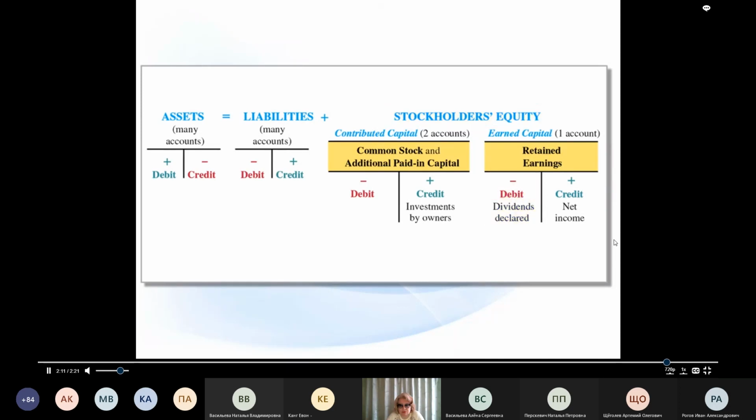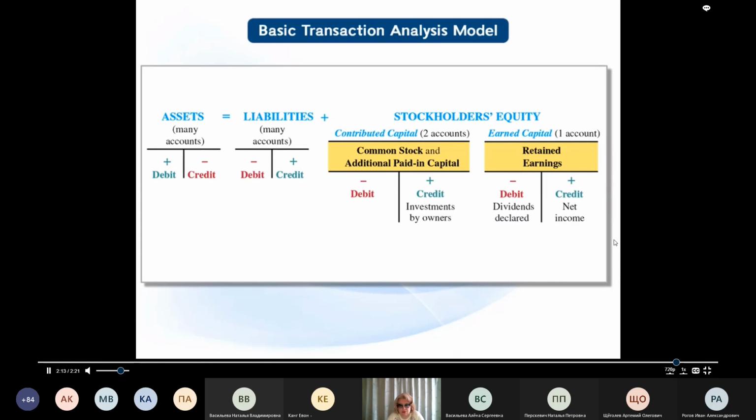Take the time now to study this summary of the basic transaction analysis model, which is also set forth in your textbook, and refer to it often while you are recording transactions.